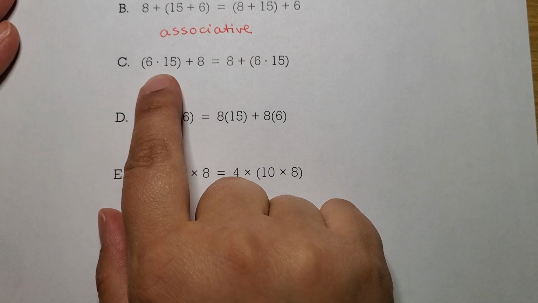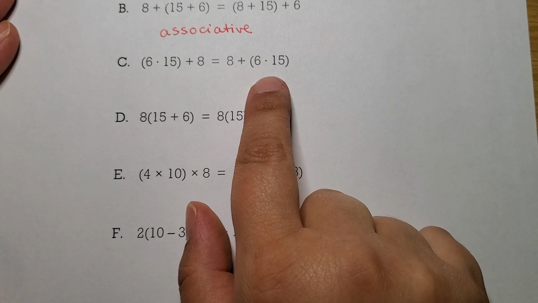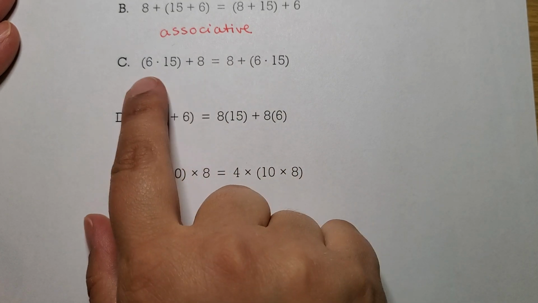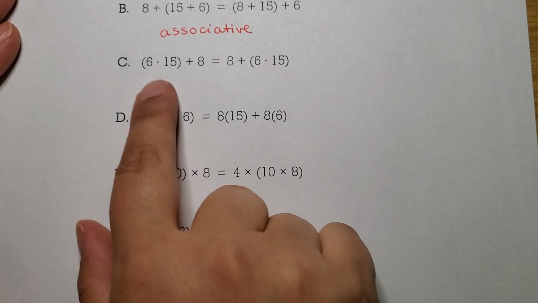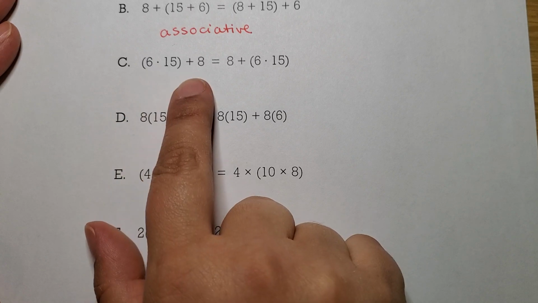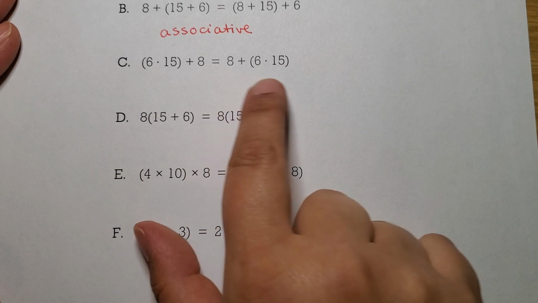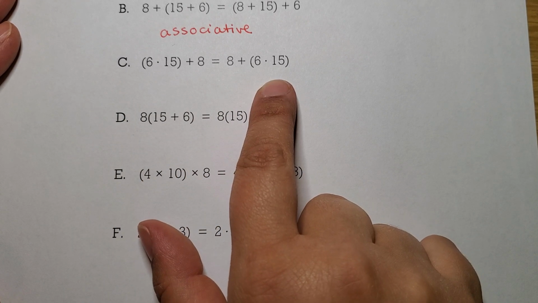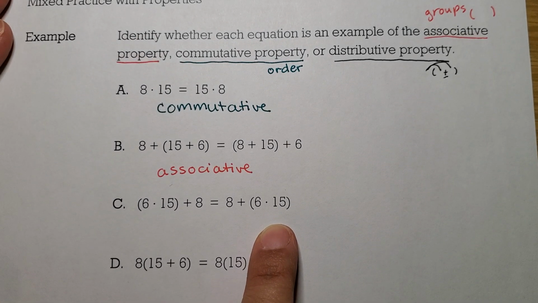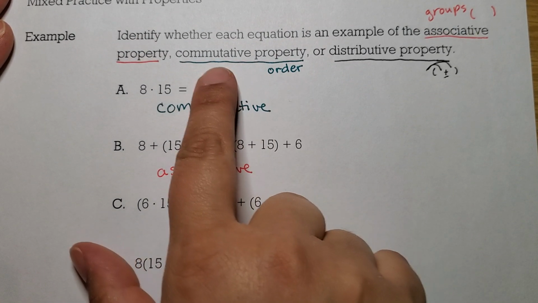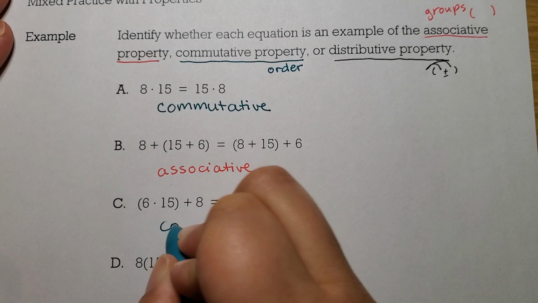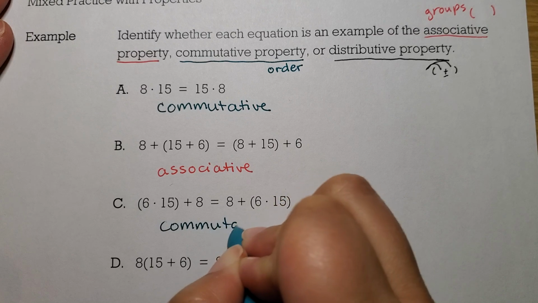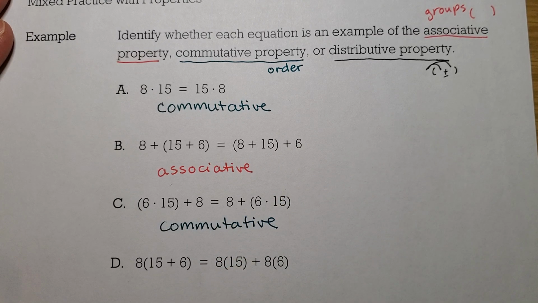So the 6 times 15 and the 6 times 15 are the same things in the parentheses on either side. So that hasn't changed. What has changed is this side started out with thing plus 8, and now it is 8 plus thing. So the order has changed. And when the order changes, that means we have the commutative property. Very sneaky, huh?